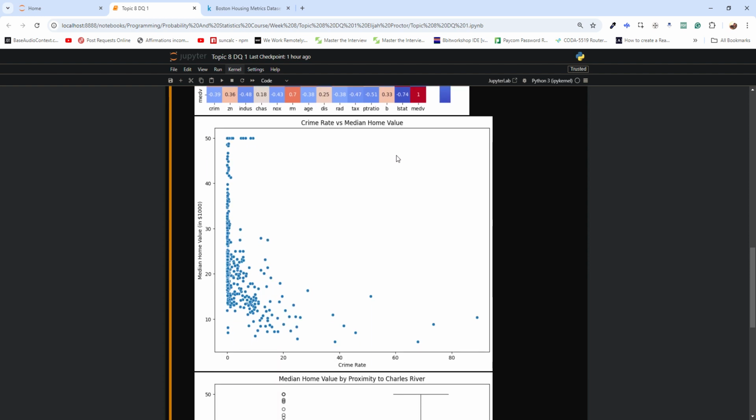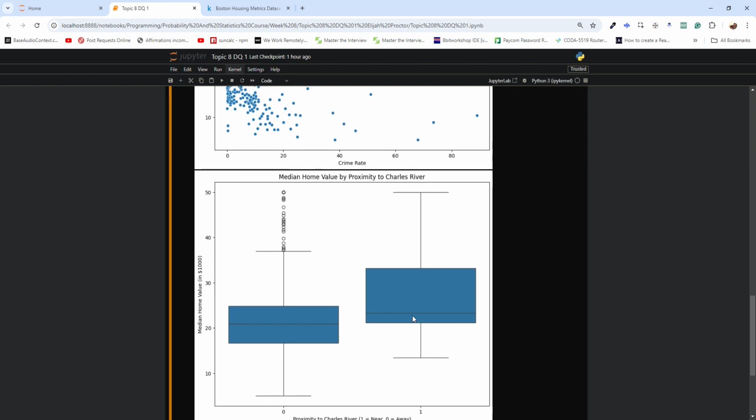Let's look at our scatter plot, which shows the relationships between the crime rate and our median home values. And so there's a clear downward trend indicating that towns with higher crime rates tend to have lower home values. And the plot also shows that many towns have low crime rates and varied median home values. But as the crime rates increase, home values generally decrease as well.